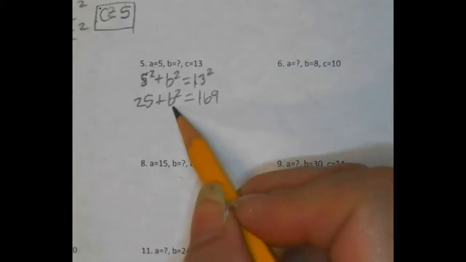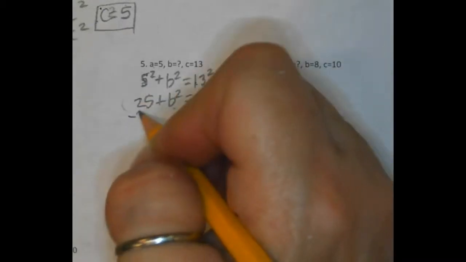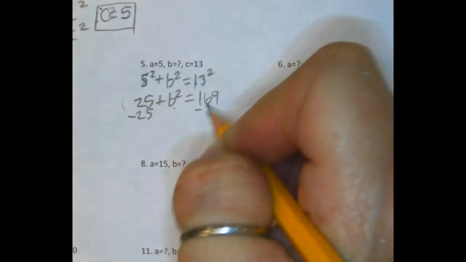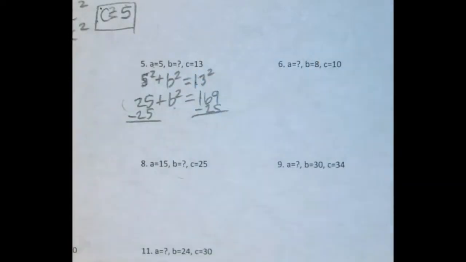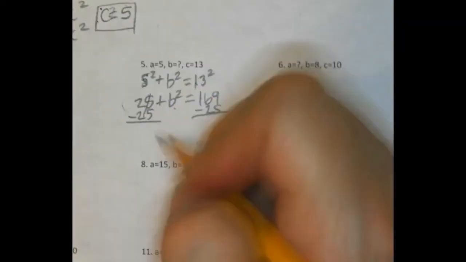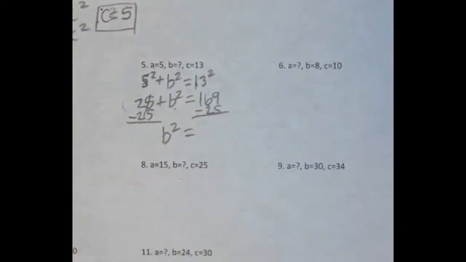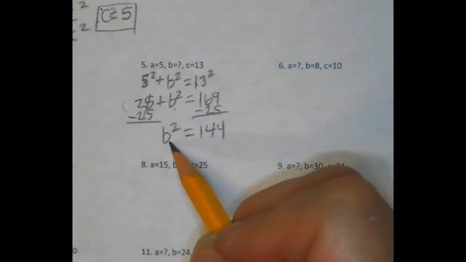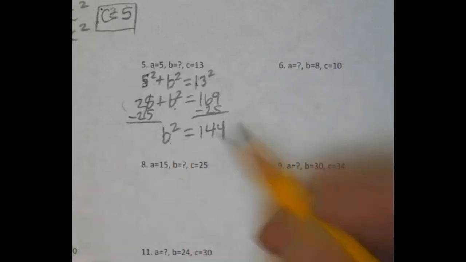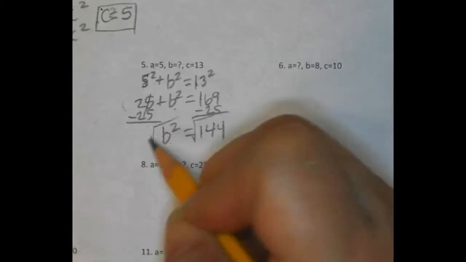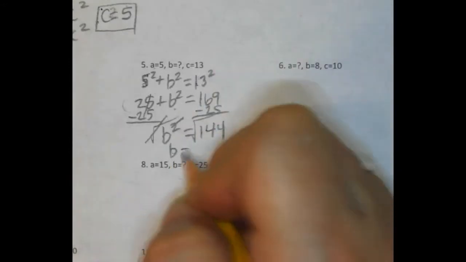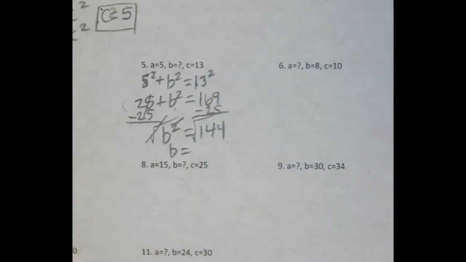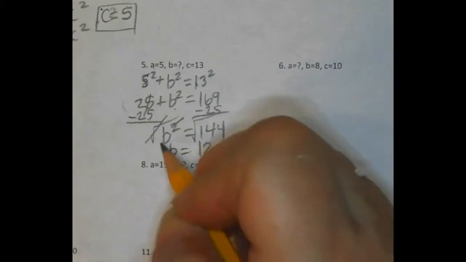So now I want to know what b squared is, so I need to move this 25 over using our method of solving a multi-step equation and subtract it from both sides. That's my inverse operation. That leaves me with b squared is equal to, what is 169 minus 25? Okay, 144. I don't want to know what b squared is. I want to know what b is. So I'm going to take my root and take my root. My roots cancel. What does b equal? What is the square root of 144? So b is equal to 12.